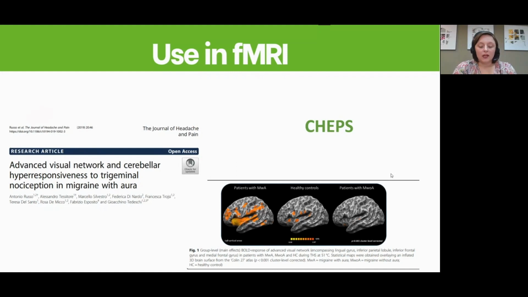In this case, thermal heat stimulation was applied on the trigeminal area of healthy controls, migraine with and without aura, and they demonstrated the differences between migraine patients with aura versus other two groups, and really could show the patterns in cortical regions while applying thermal stimulation.